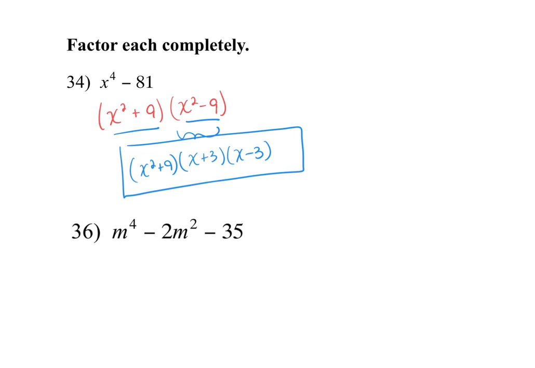It will not always do that, though. Look at the next one. I am looking for factors of negative 35 that subtract to give me 2. Well, that's 7 and 5. Negative 7, positive 5. So I'm going to say m squared plus 5, m squared minus 7. Neither of those is a special case. Neither of those can continue factoring. So for that one, I am actually done.